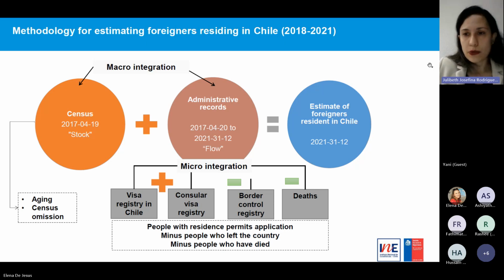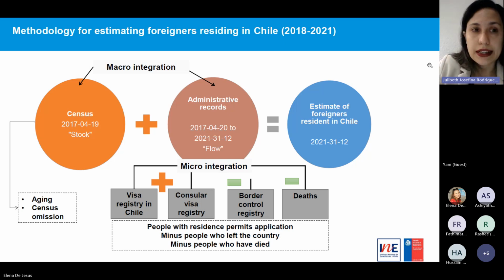At the macro level, our methodology includes adding the information from the census to information from administrative records that are created after the census. And at the micro level, the data is integrated based on record linkage or statistical matching of individual level records using key identification variables.